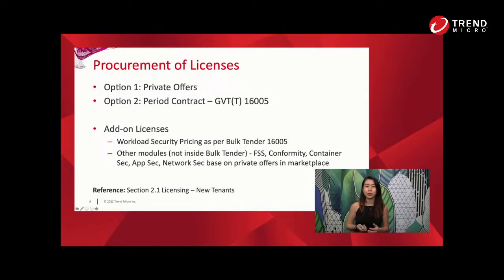So I'll take you through the procurement of licenses. There are 2 ways to procure this Cloud One module within your environment. First is private offers offered through the marketplaces like AWS or Azure. And then we also have another option of having this contract through your bulk tender 16005. If you want to add on any licenses for Workload Security, you could purchase it through the bulk tender 16005. However, the other modules are not in the bulk tender, but this could be done through a private offer, where you could just talk to our account managers to discuss more about options for that, because our team has done up a special pricing for government agencies.